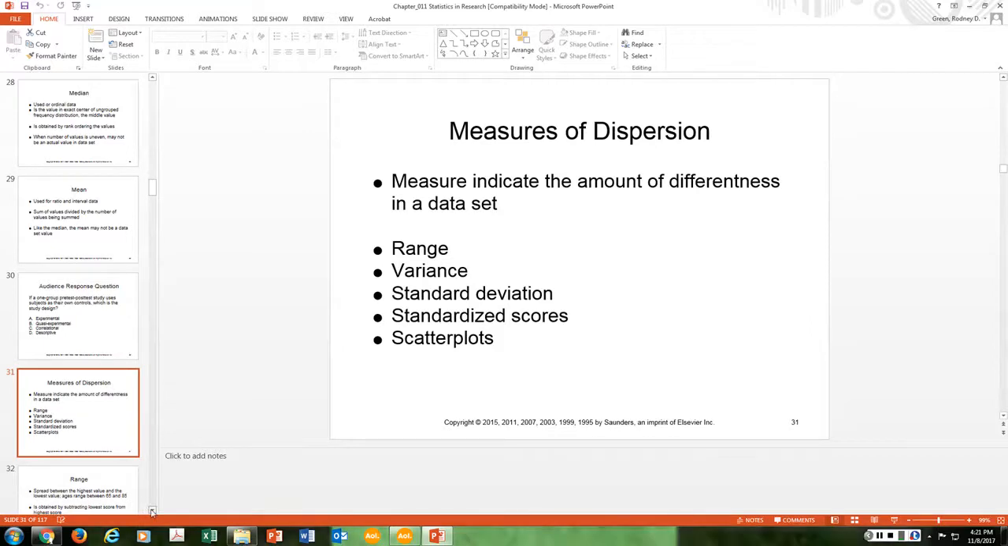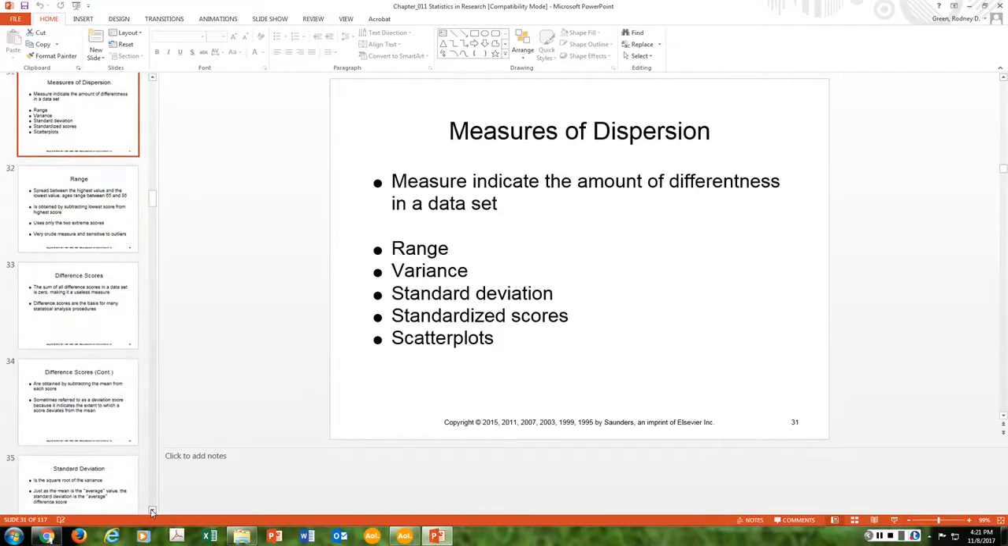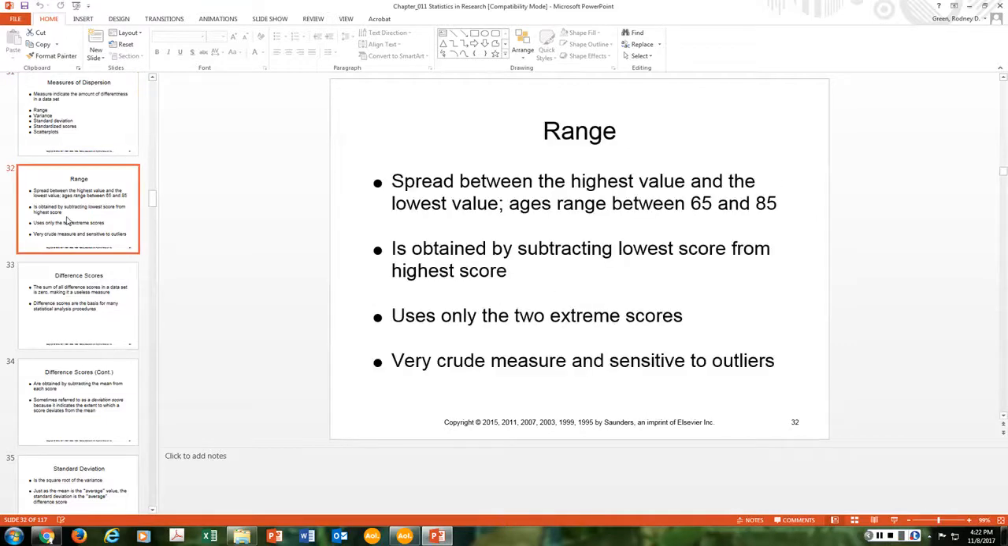Measures of dispersion. This is a measure that indicates the amount of differentness in a data set. Range, variance, standard deviation, standardized scores, and scatter plots. So the range is the spread between the highest value and the lowest value. For example, ages range between 65 and 85. That's the range of, let's say, the participants in a study. It's obtained by subtracting the lowest score from the highest score. It uses only the two extreme scores, both ends, and it's a crude measure, and it's sensitive to outliers.